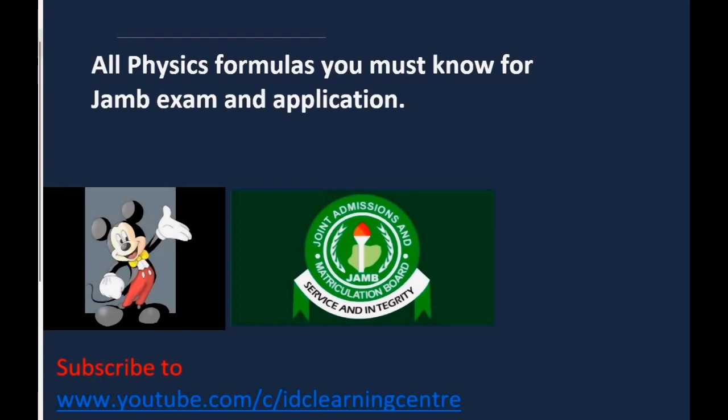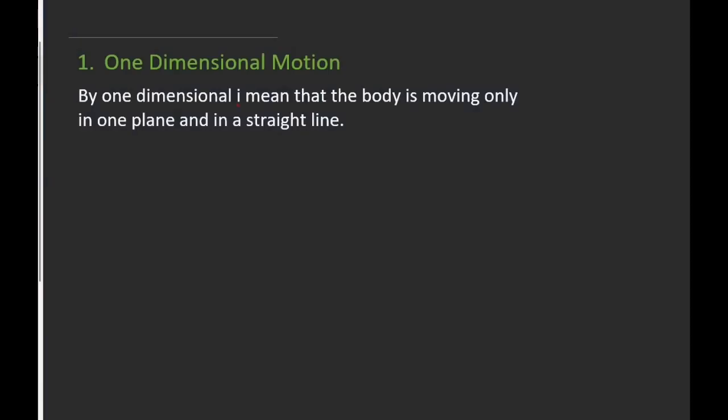We are going to be doing something quite interesting as we'll be looking at all physics formulas you must know for the JAMB exam and their application. Let's look at the first one. What we have on the screen here says one-dimensional motion. By one-dimensional, I mean that the body is moving only in one plane and in a straight line.